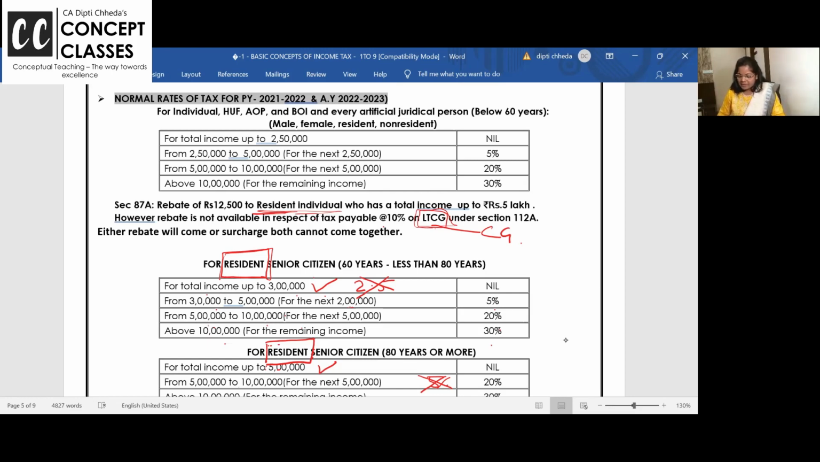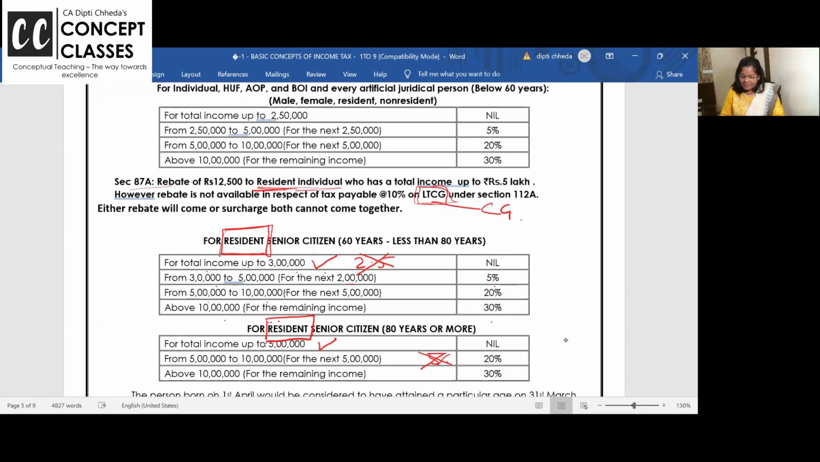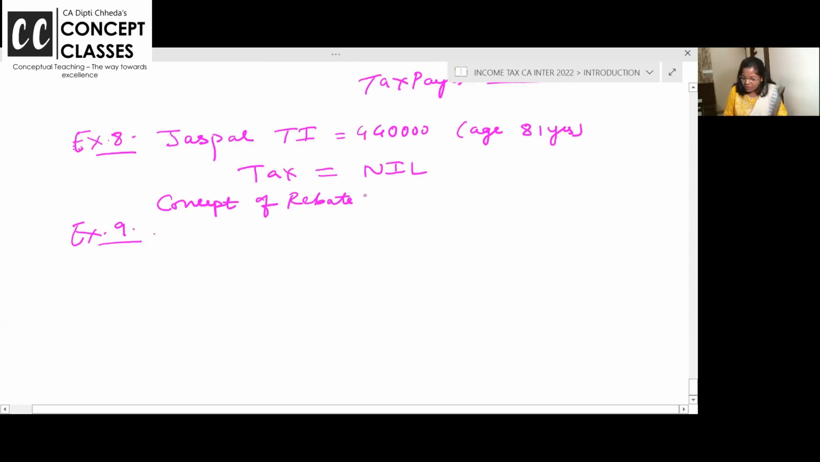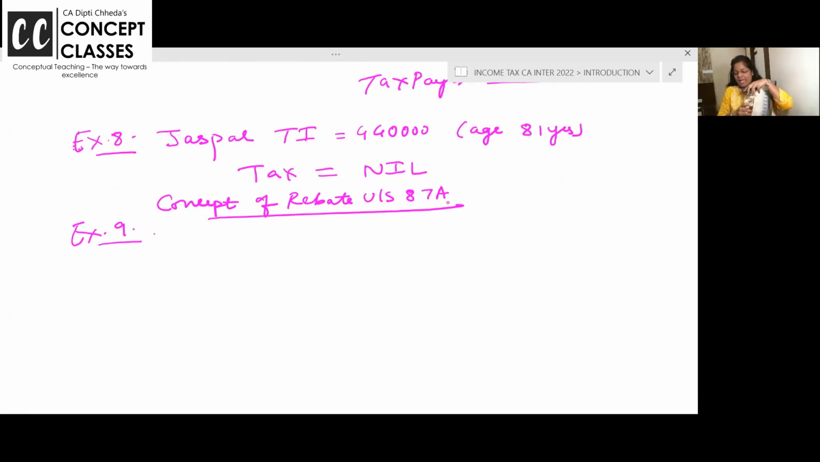Okay, right. Now, 87A rebate is given. So how do we work it out? Chalo. Let us continue with the same example number 8. Example number 9 likho aapki notebook mein. Above that, write down the heading, concept of rebate under section 87A. Section का नाम याद रखना पड़ेगा, हो जाएगा. Rebate under section, and rebate is a kind of relief in tax.